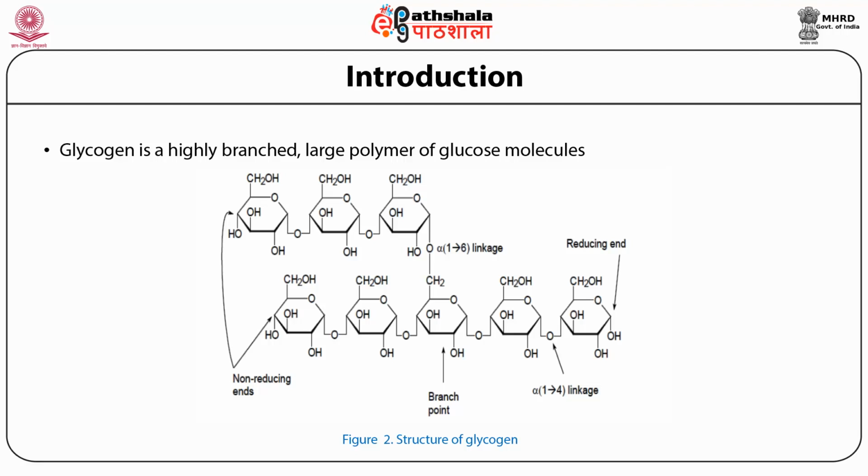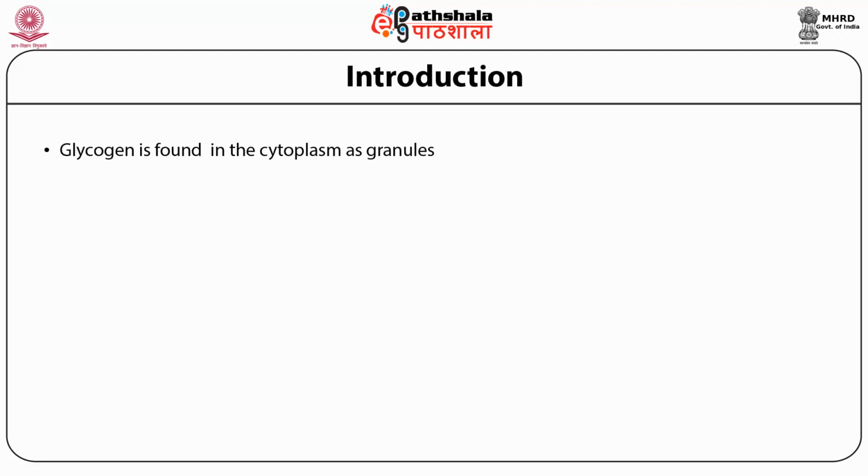So in the structure of glycogen, there are two kinds of ends: one is the reducing end and the others are non-reducing ends. Thus, it gives a very complex and highly branched large polymer of glucose molecules. Glycogen occurs in the cytoplasm as granules. Granules also contain the enzymes and regulatory proteins required for its synthesis and degradation.